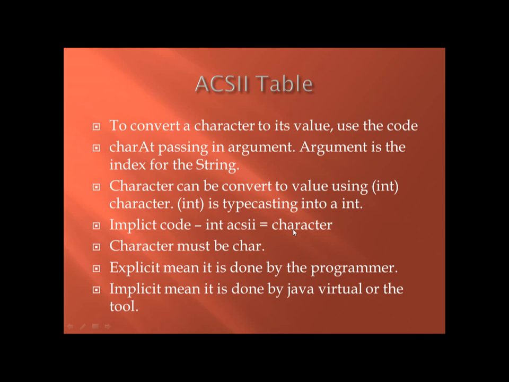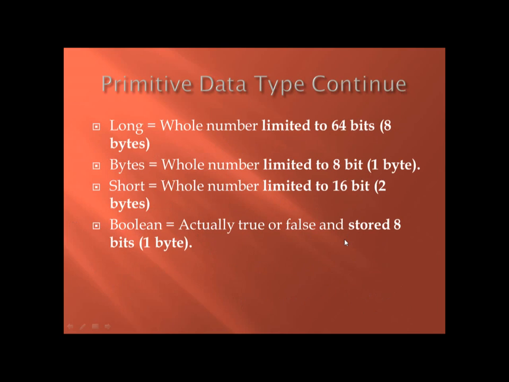So if you say 97 here, if the character is lowercase a, this would be a 97. And the character must be char. Explicit is done by the programmer, that's us, if you type something explicit. Implicit is done by the Java virtual machine or the tool. The more implicit code you know, the more efficient a programmer you are. Very important, that is why I put this in. Know as much as you can. So I just want you to be aware of it.